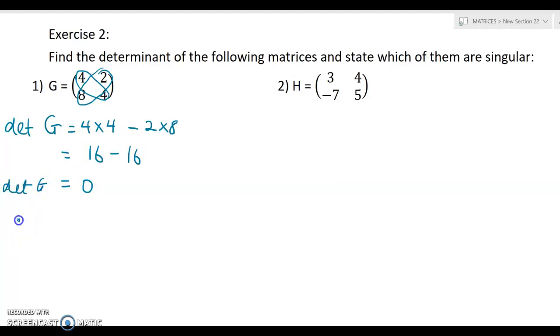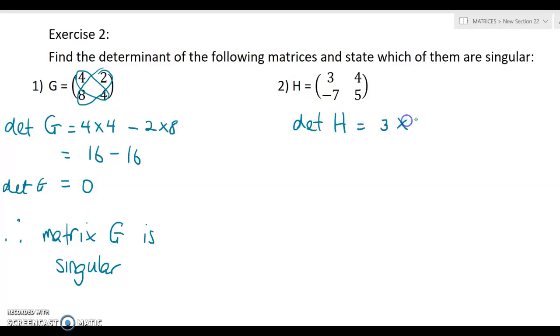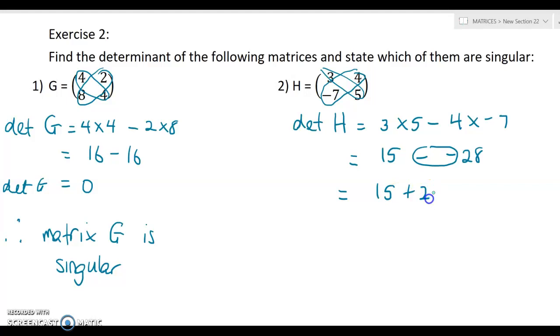So therefore, matrix G is singular. Right? Let's get number 2. So the determinant of H, 3 by 5, take away 4 by minus 7. So the product of the first diagonal minus the product of the second diagonal. So we will get 15, take away 4 by minus 7, which is minus 28. So remember, when you have two minuses, it becomes plus. So 15 plus 28, right? And then we will get 43.